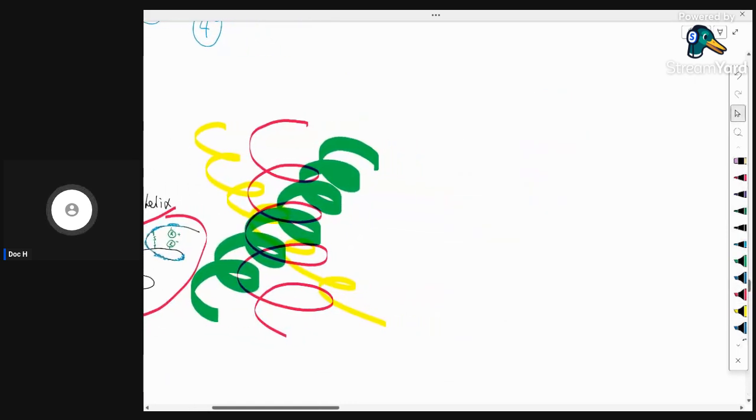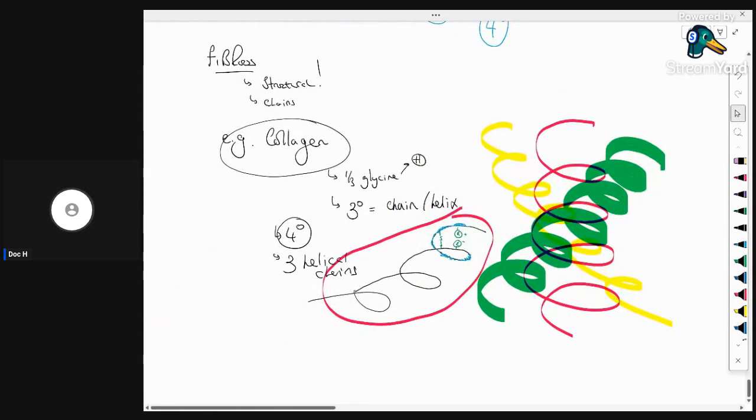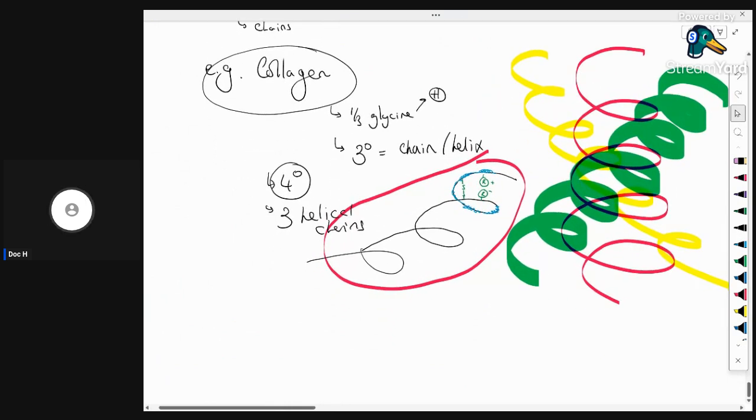And they can interact with each other by using, obviously, ionic bonds, hydrogen bonds, and so on. And the key thing is that this makes it very strong. You can have lots of interactions between them. Structurally, therefore, it's good for structure. So collagen is a really important structural protein. That's pretty much all you need to know.